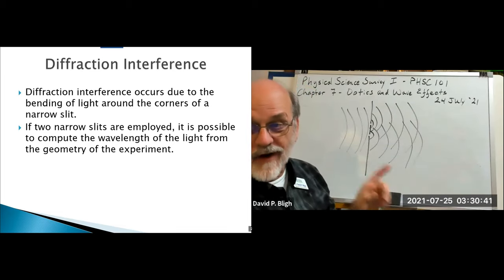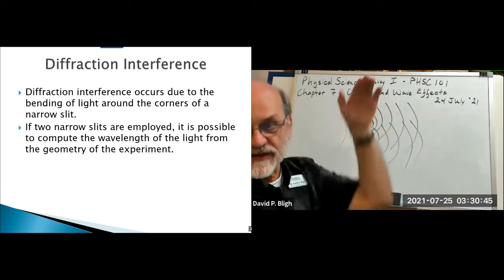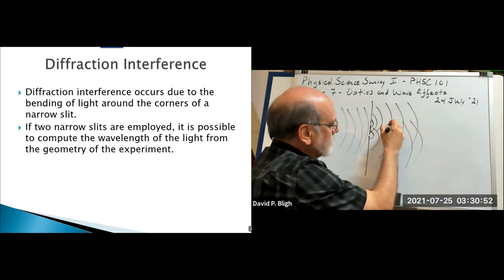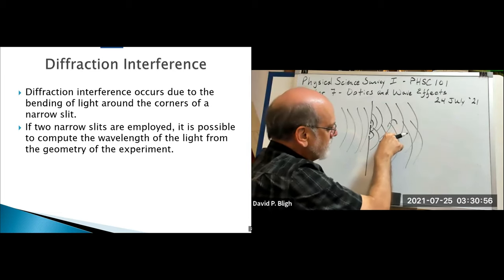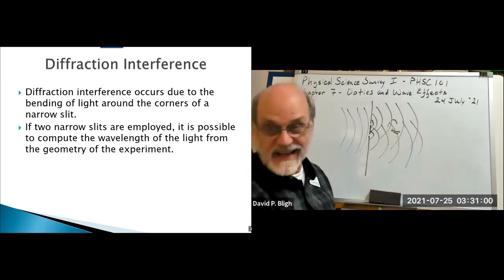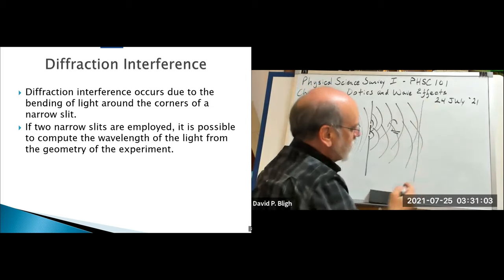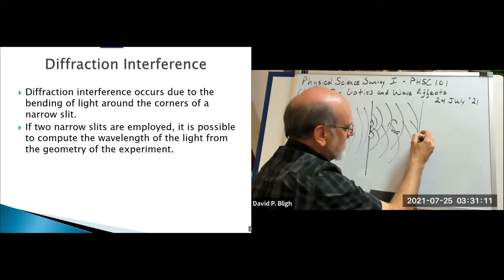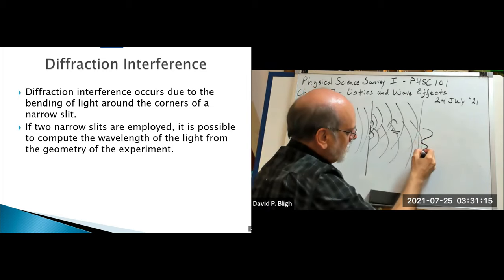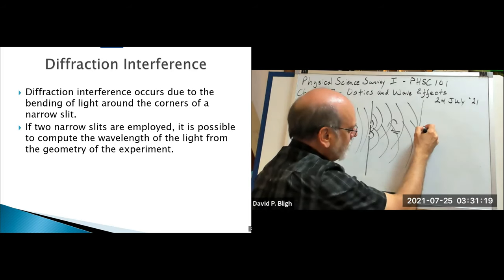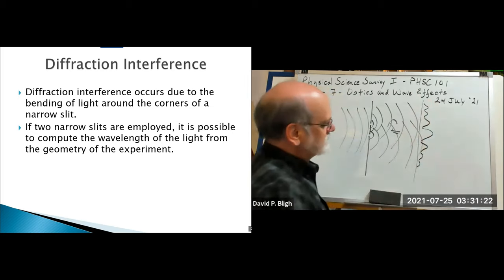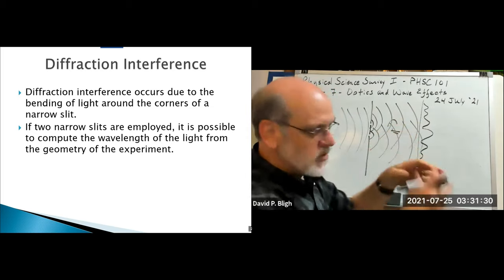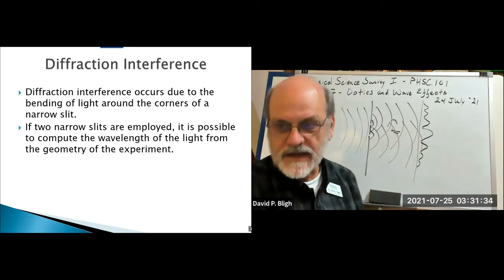Now, as those waves interact, let's assume that this line is a crest, and in between the line is a trough. Okay? So wherever these two lines intersect, we get a peak. And wherever a trough and a crest intersect, we get cancellation. So if we have a screen over here, what we get is something like that. This means increased intensity. This means cancellation. And you get a series of these from those two slits.